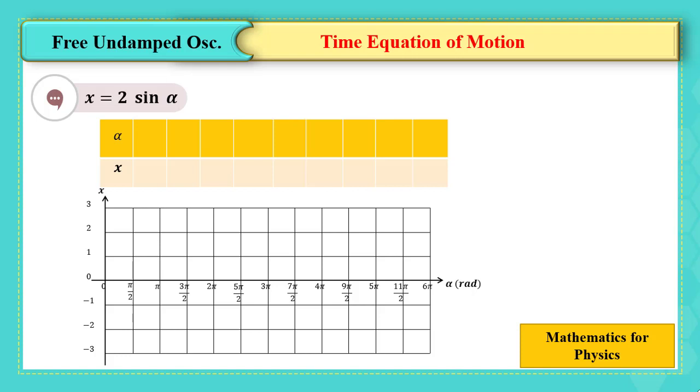Let's start. For alpha is 0, x is 0 since 2 sine 0 is 0, and we place the point. For alpha equals pi over 4, the answer is radical 2, approximately 1.4. Then pi over 2, it's exactly 2, because sine pi over 2 is 1. 3 pi over 4, it's radical 2, pi 0. 5 pi over 4, minus radical 2, 3 pi over 2, it's minus 2, 7 pi over 4, it's minus radical 2, then 2 pi, it's 0.